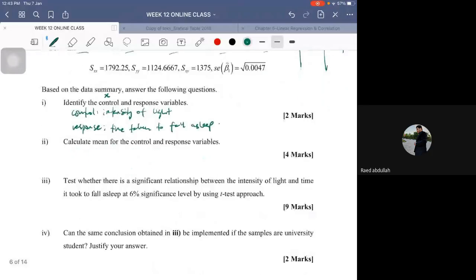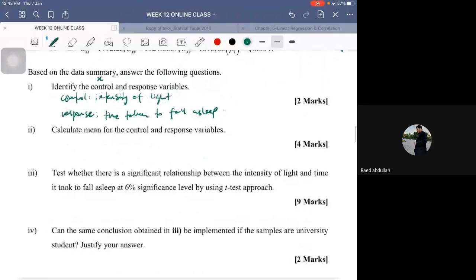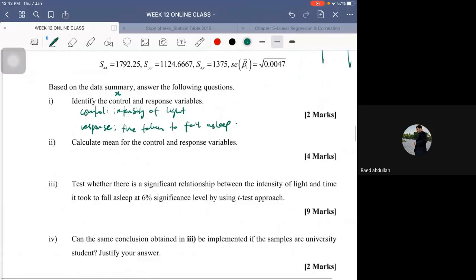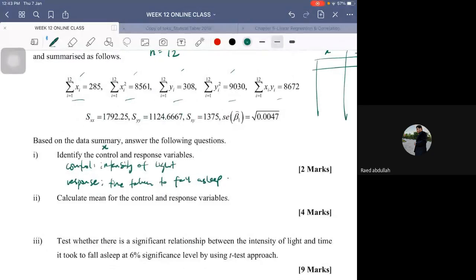The next question says, calculate the mean for the control and the response variable. It's a very simple instruction. All you have to do is calculate the mean. From the information given over here, how are we going to calculate the mean? What should we do to calculate the mean? You have this bunch of information. Which one should I use?